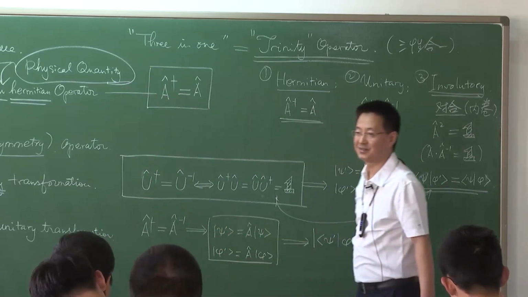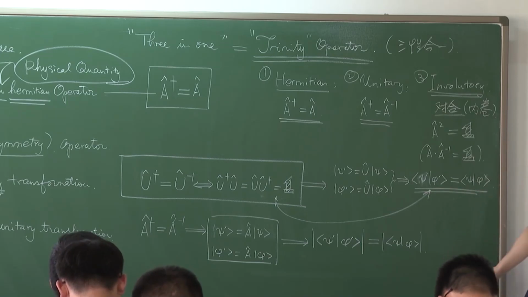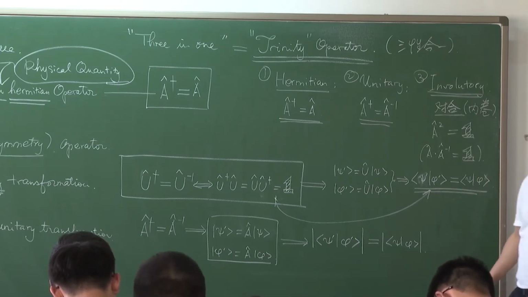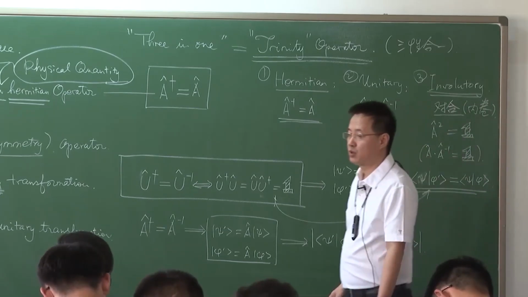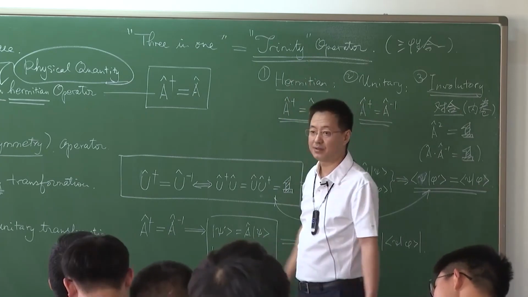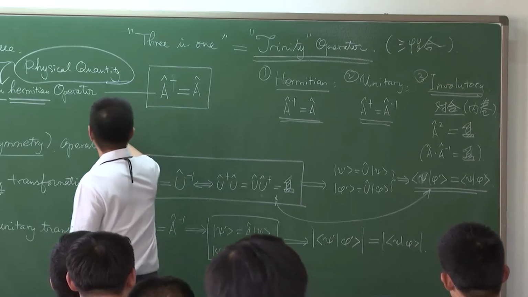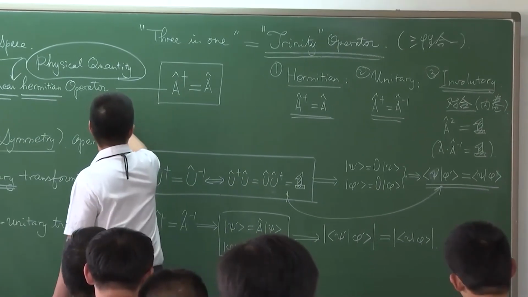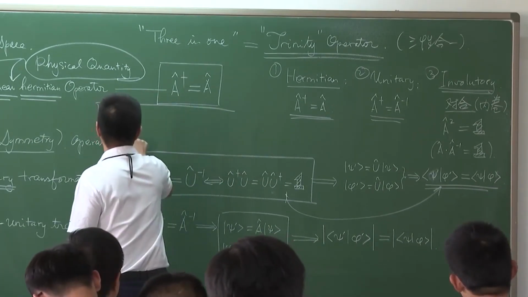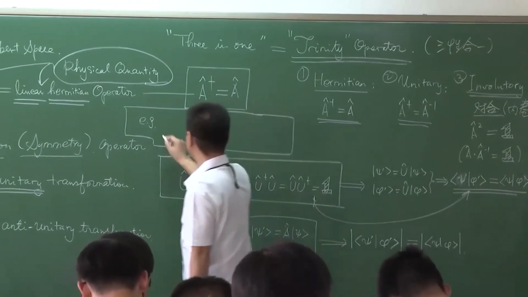Three in unity. So that's my invention. I call this property the Trinity operator. And how many operators in quantum mechanics can be called Trinity operators? I can give you some examples of the Trinity operator.